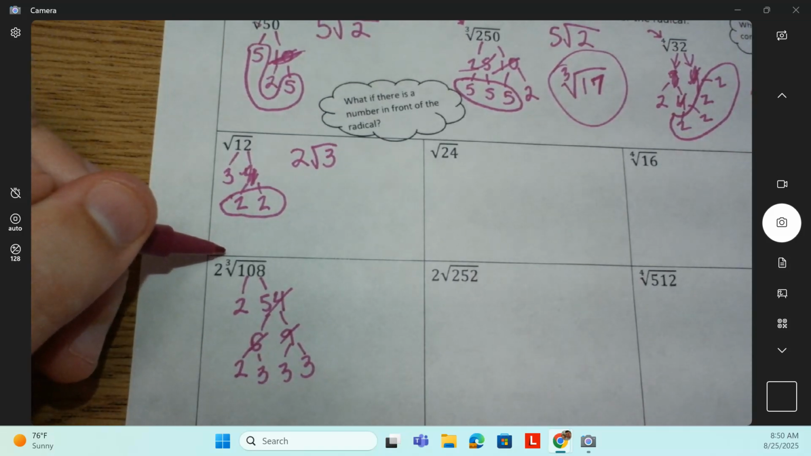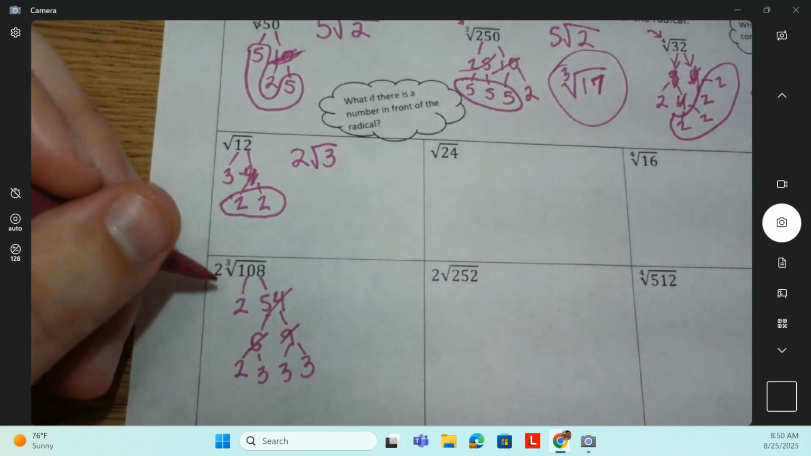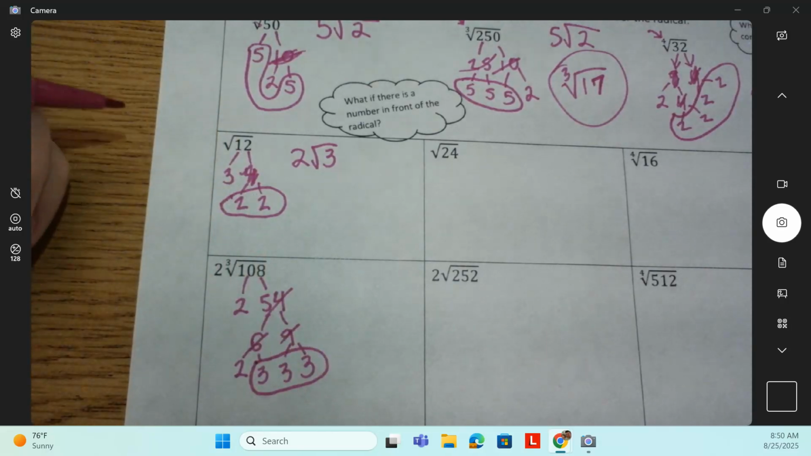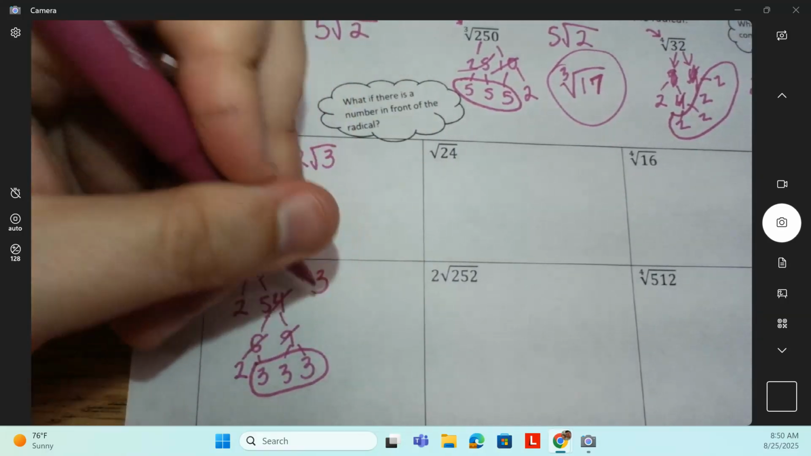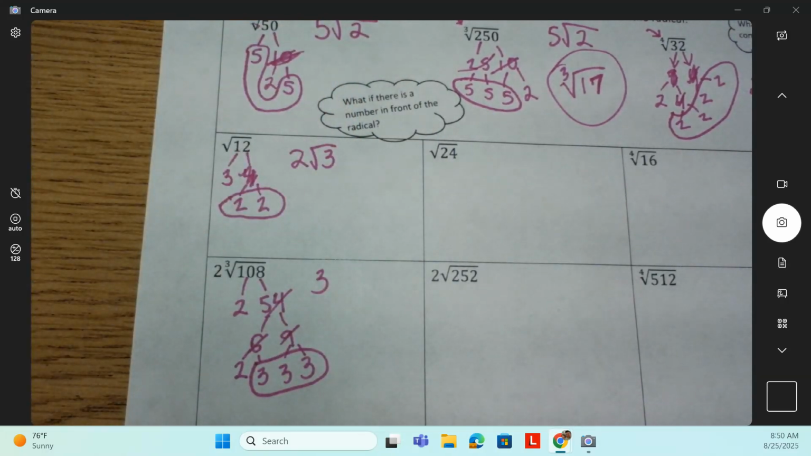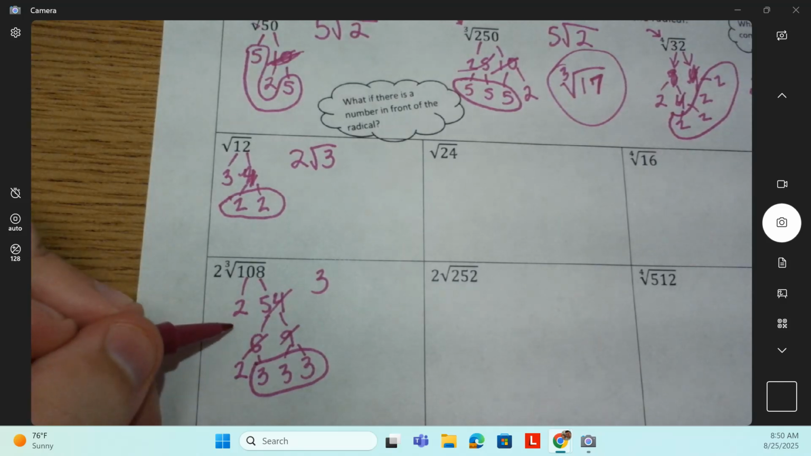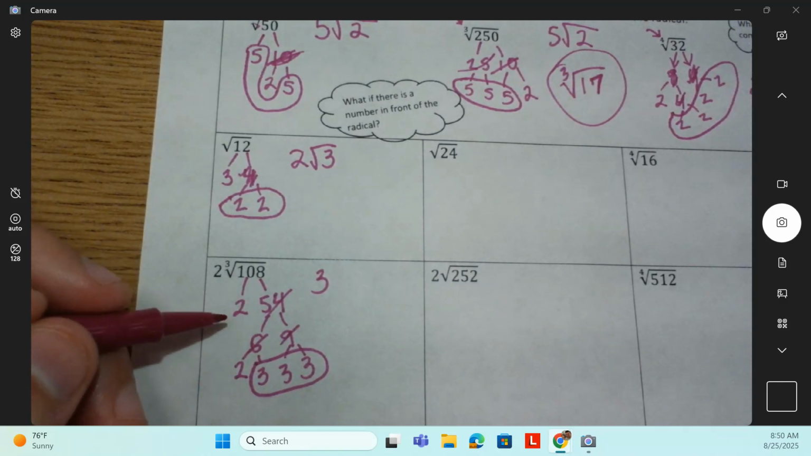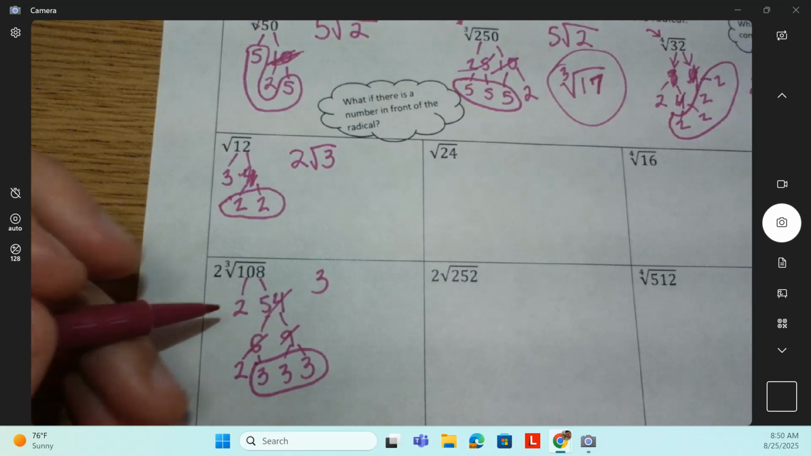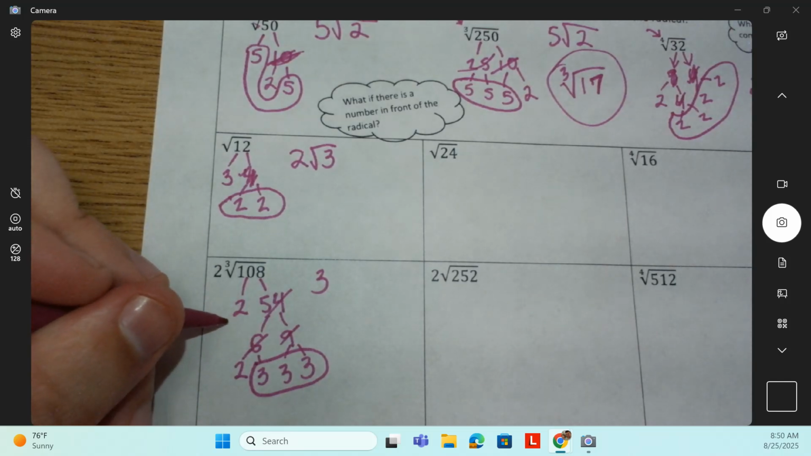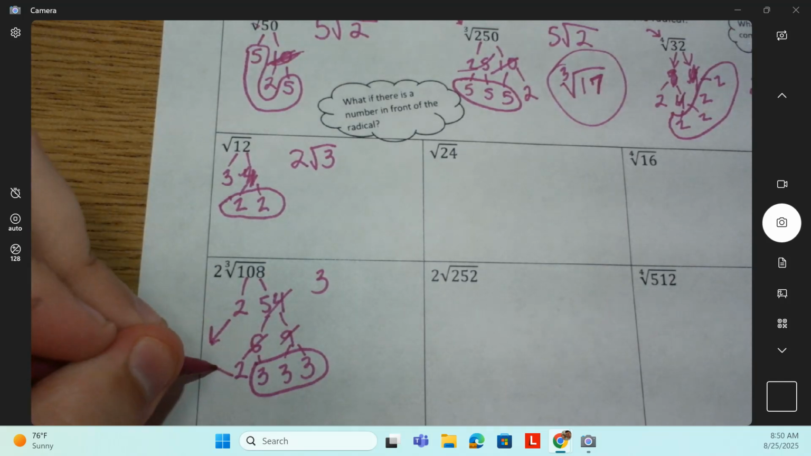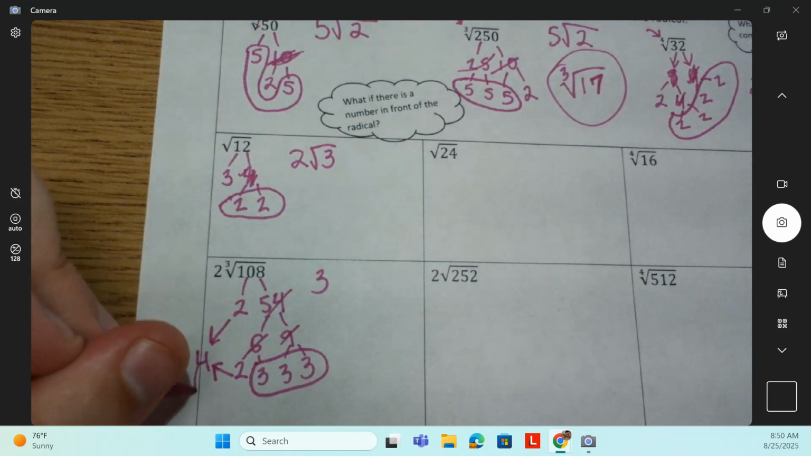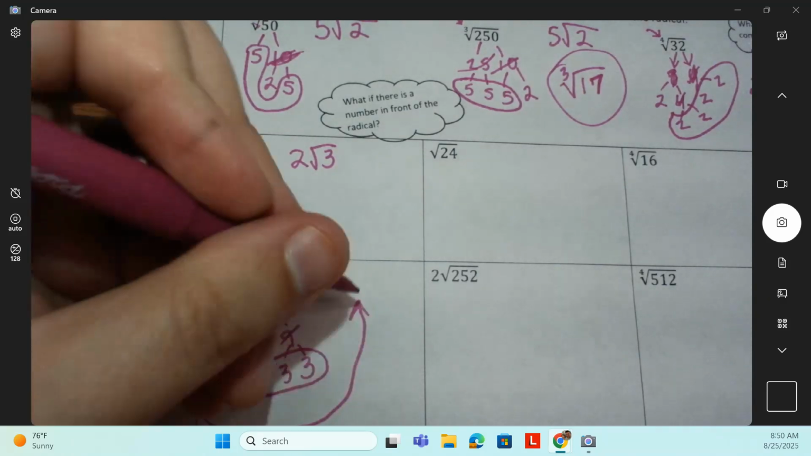The 3rd root means I need a group of 3 numbers that are the same. So I've got 3s there that are the same, so 3 goes on the outside. Now I have these 2 2s that aren't in a group of 3. Since they are not in a group of 3, I'm going to multiply them back together, turn it into a 4, and that's going to go inside my house.